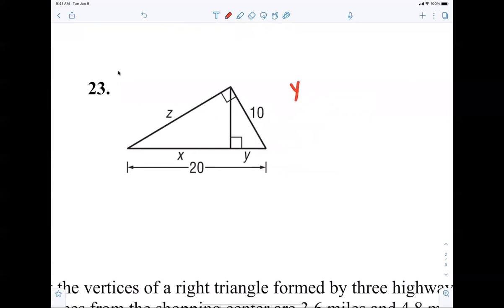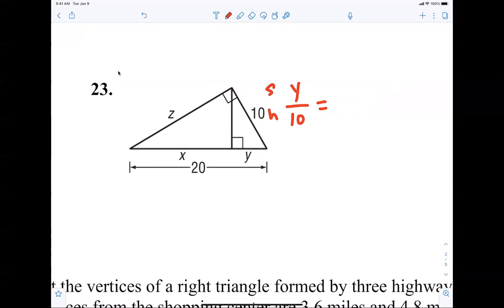Y over 10. That's exactly what I did. Y over 10. So what does Y represent? Y is a short leg. And then 10 is the hypotenuse. Exactly. So give me a short leg and a hypotenuse. 10 over 20. Yes, ma'am. 10 over 20. So what does Y equal? 5. Exactly, Y equals 5.